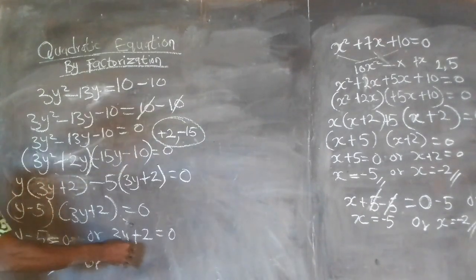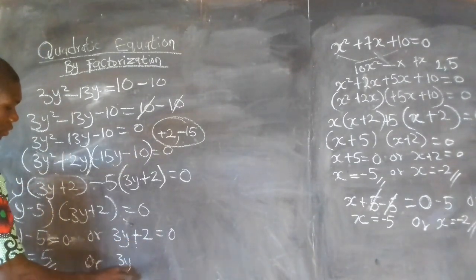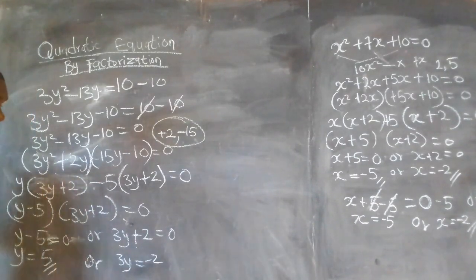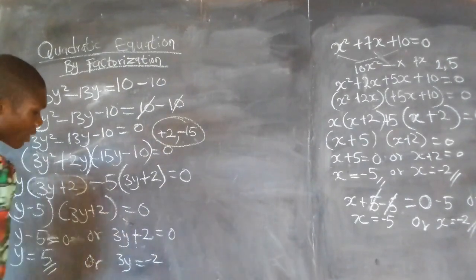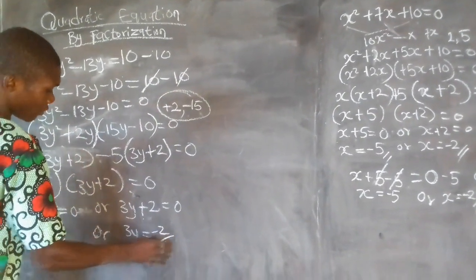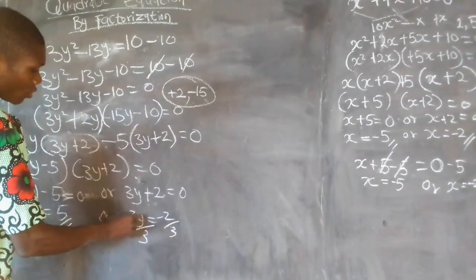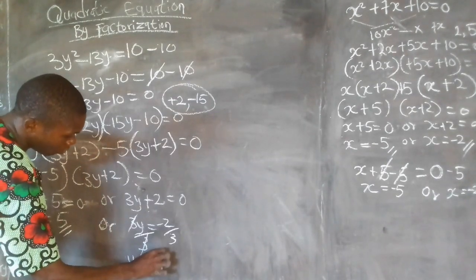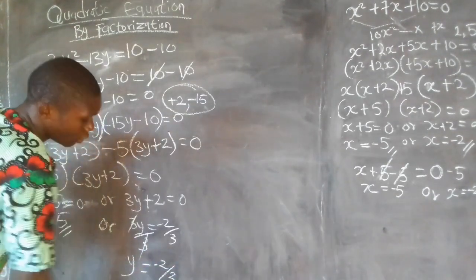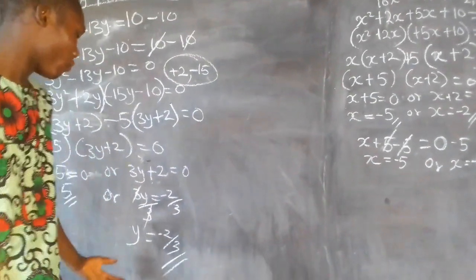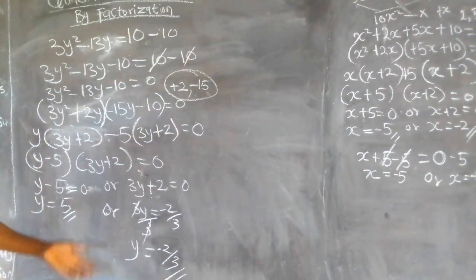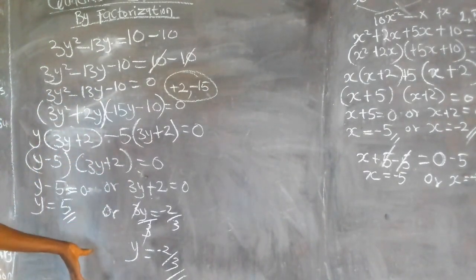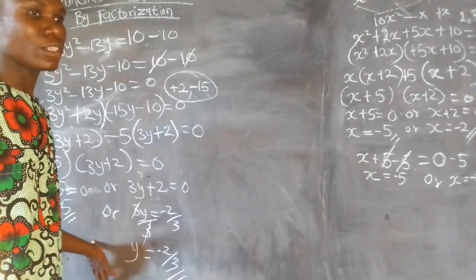Or 3y is equal to minus 2. You add minus 2 here to cancel this, and then you have minus 2 here. So divide by the coefficient of y. So this one cancels this, and your y will give you minus 2 over 3. So you can try other examples from your textbook following this method. It's very simple and detailed enough for you to understand. Thank you very much.